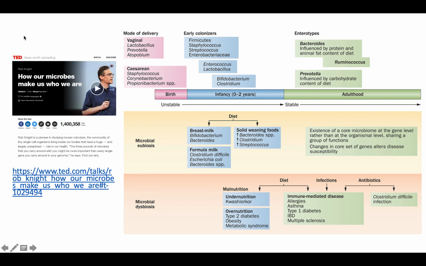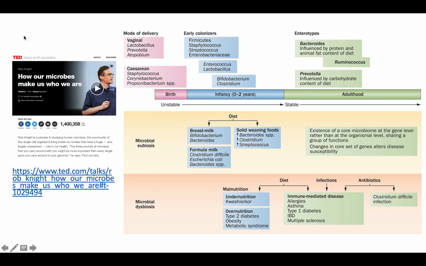What happens when you're from 2 years old on to adulthood is that it may fluctuate. It may even be different from one individual to another. And a lot of it depends upon your diet. If you eat a lot of protein or animal fat, you will acquire a certain phyla or phylas. If you eat a lot of carbs, that again will introduce different phyla of bacteria.